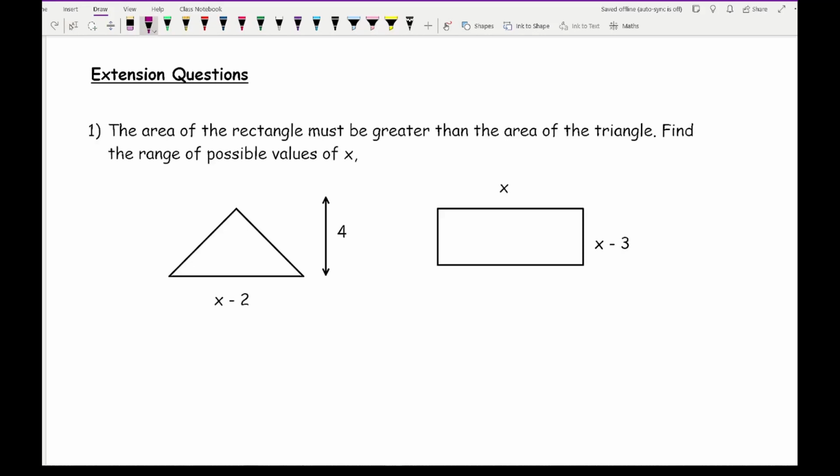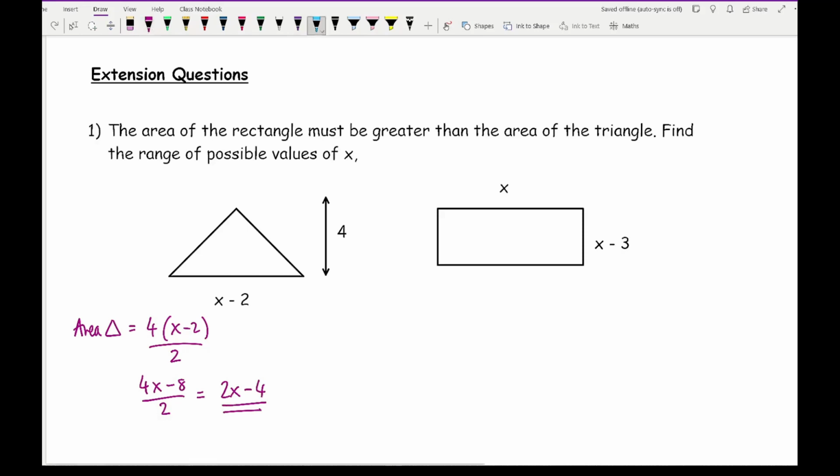So first things first, what we need to do is find the area of the triangle. And we do that by doing the base times the height divided by 2. So that's going to be 4 times x minus 2 divided by 2. And if I simplify all of that, I get 4x minus 8 divided by 2, and that equals 2x minus 4. So that there is the area of the triangle.